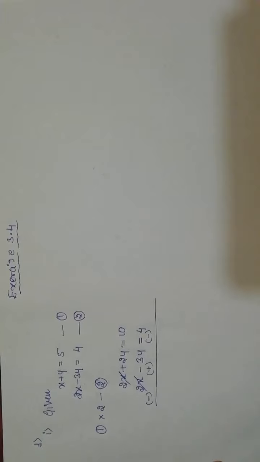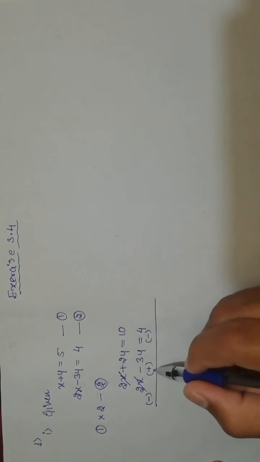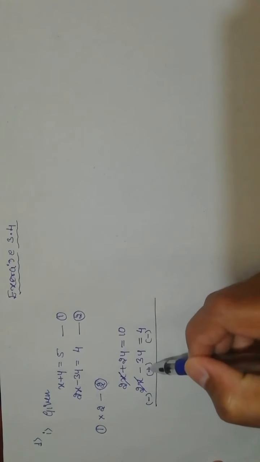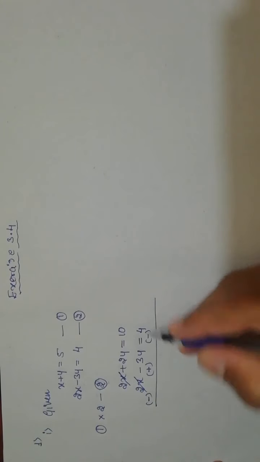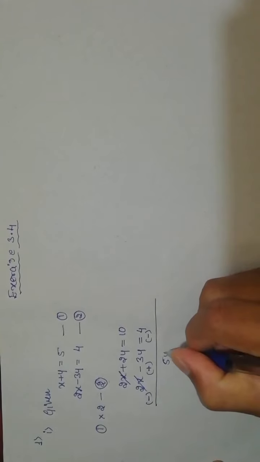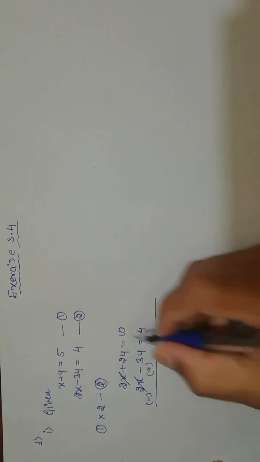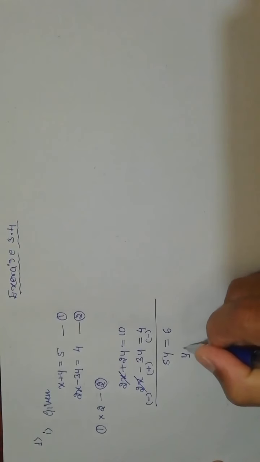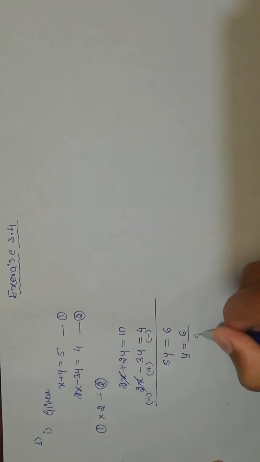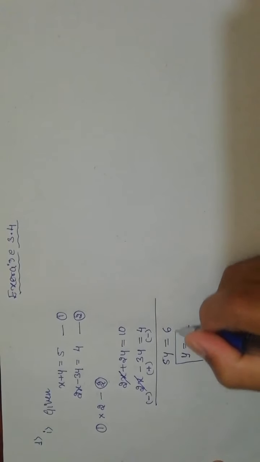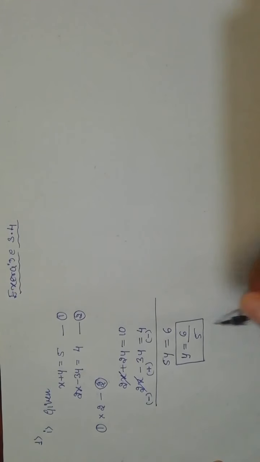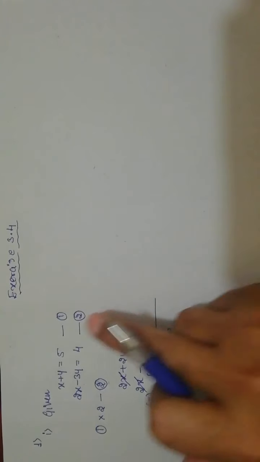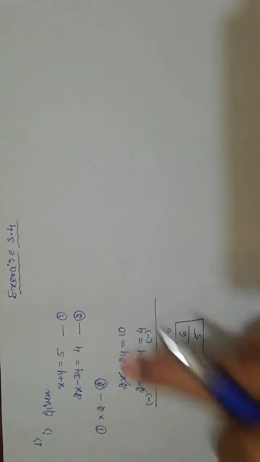Plus 2x minus 2x will get cancelled. Plus 2y plus 3y you have to take now. You take the changed sign, as I said in the last class. Plus 2y plus 3y will become plus 5y. Just write 5y. 10 minus 4 means 6, therefore y is equal to 6 divided by 5. So the value of y is 6 divided by 5.